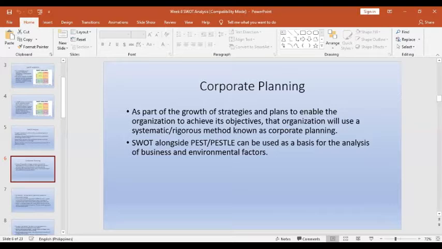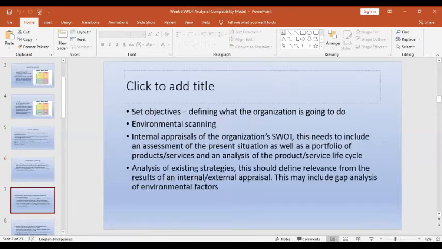As part of the corporate planning, alongside the SWOT, there is also the PEST or PESTEL. PEST stands for political, economic, sociocultural, and technological, because this is also a basis for analysis of the business and the environmental factors. Part of the corporate planning is to set objectives. We have to identify the purpose of the existence of the business and the direction that the business wants to go.